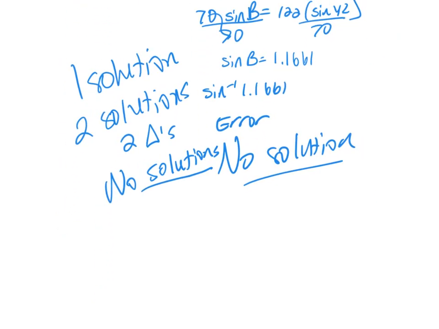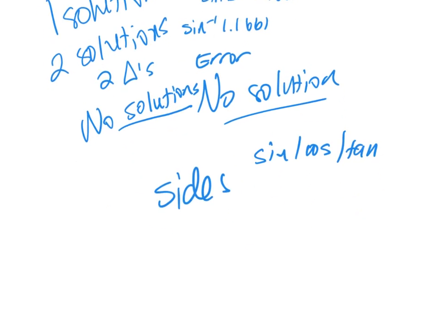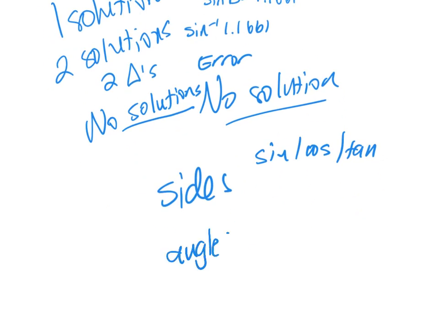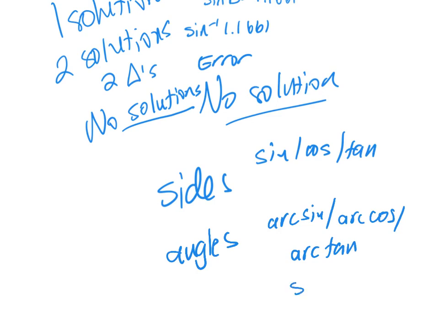Again, remember, if you're looking for sides, you're going to use sine, cosine, and tangent. When you're looking for angles, you're going to use arcsine, arccosine, and arctangent, which in our calculators, that's the sine -1, cosine -1.